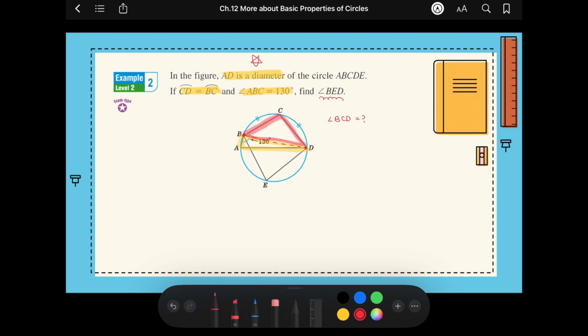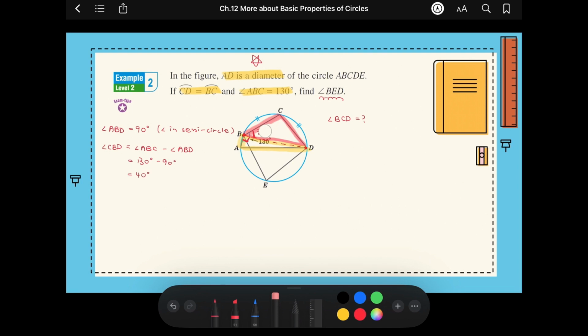Okay, so using the information that AD is a diameter, then we know that this angle here, ABD, is going to be 90 degrees because of angle in semicircle. Okay, and because we know that this is 90, then obviously we know what is this one. So angle CBD is equal to angle ABC minus angle ABD. So 130 degree minus 90 degree, and you get 40 degree.